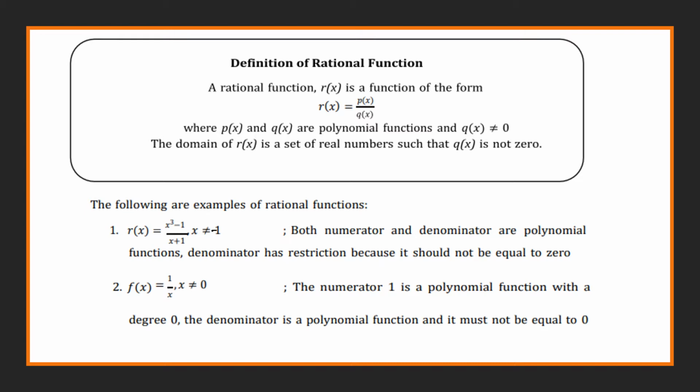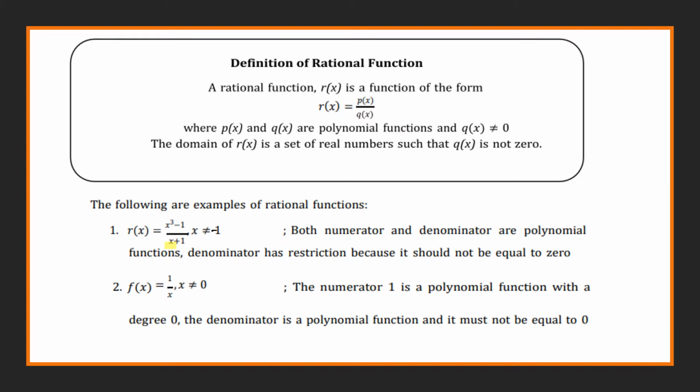So take note, both numerator and denominator are polynomial functions. Denominator has restriction because it should not be equal to 0. So that means if you substitute negative 1 to the x plus 1 in the denominator, it will become 0. So that's why negative 1 is the restriction.